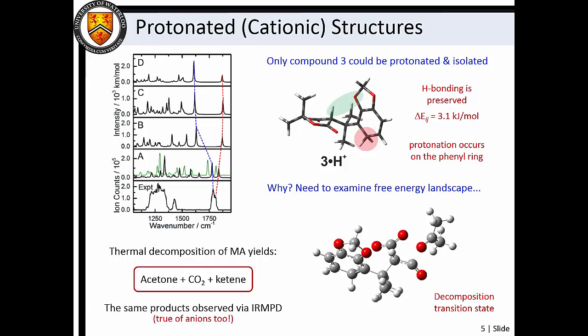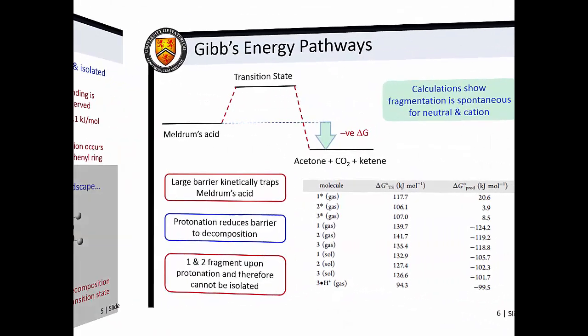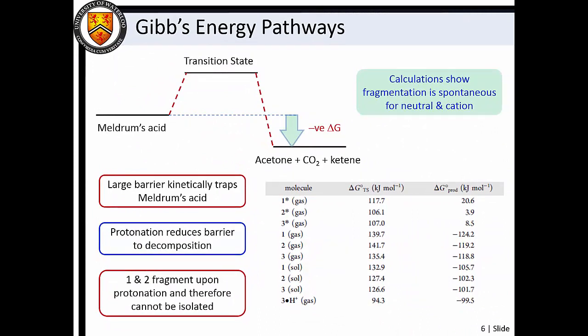Our search of the potential energy landscape identified a concerted transition state for the production of CO2, acetone, and ketene products. Interestingly, our calculations also showed that decomposition is a spontaneous process for the neutral and protonated species. Meldrum's acids are actually kinetically trapped behind a large barrier to decomposition. Protonation of the Meldrum's acid significantly lowers this barrier and increases the rate of reaction.